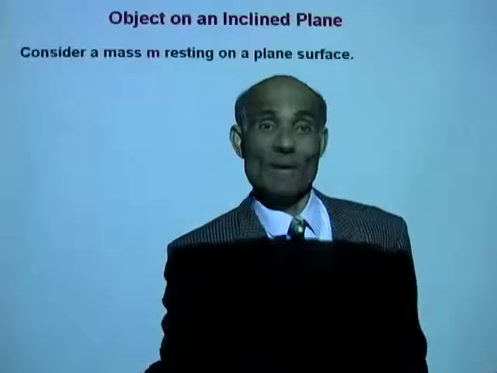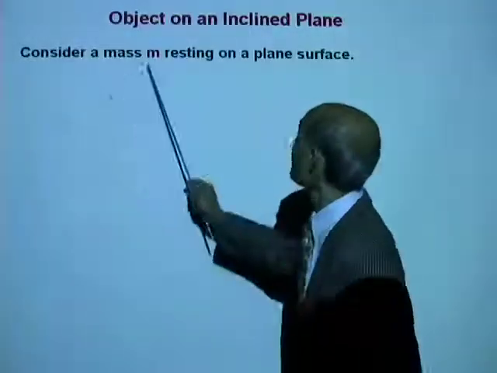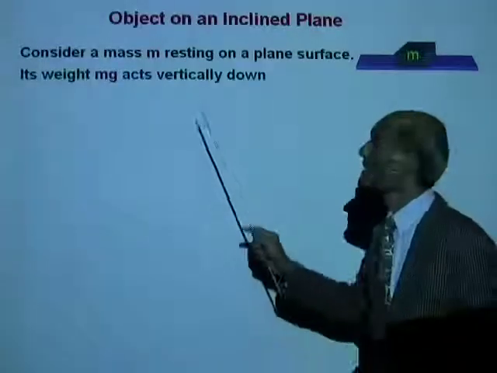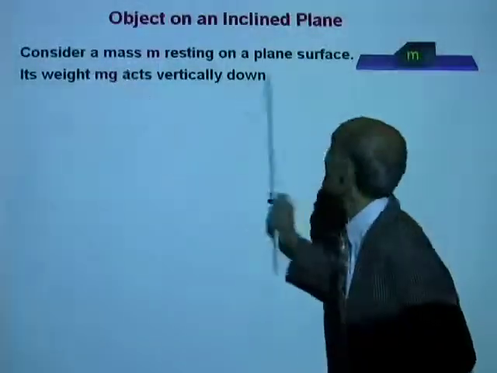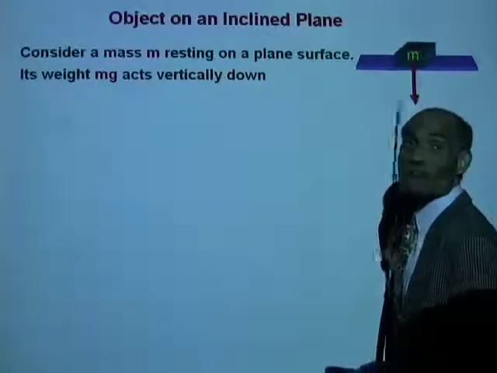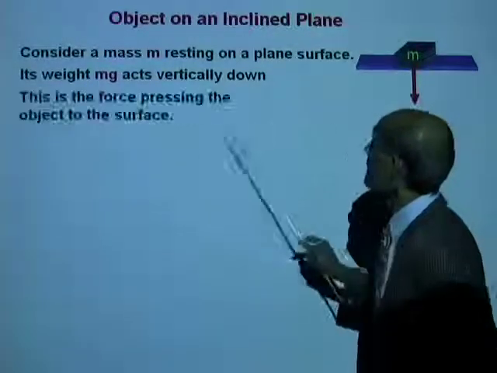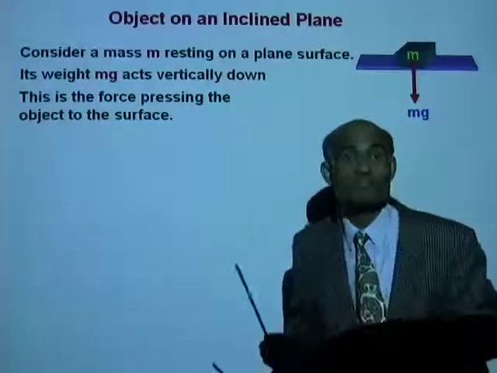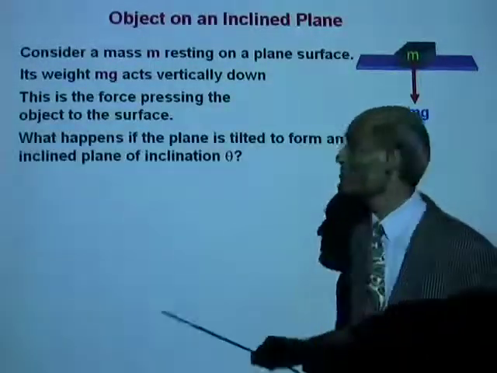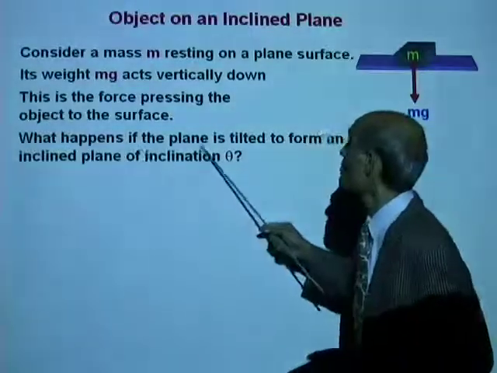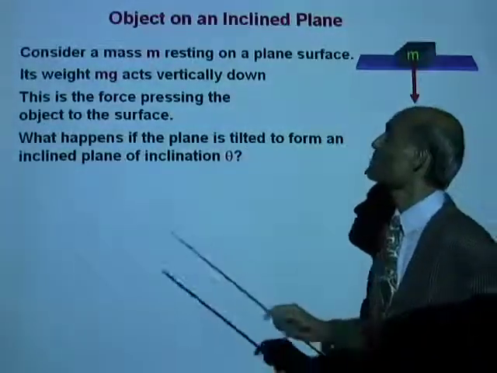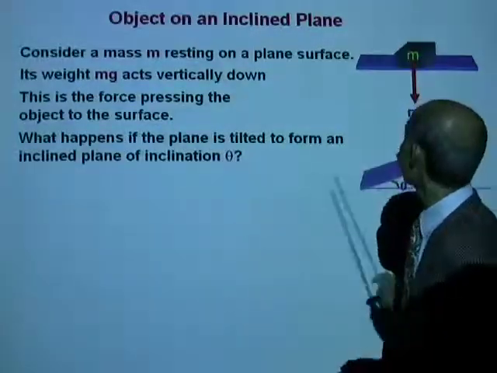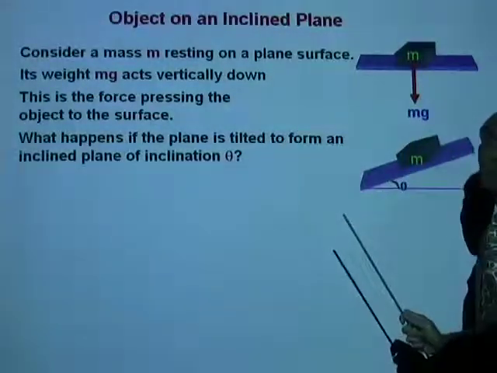Inclined plane. Alright, let's consider a mass m resting on a plane surface. Its weight mg acts vertically down. This is the force pressing the object to the surface, as I just showed you. Now what happens if the plane is tilted to form an inclined plane of inclination theta like this?